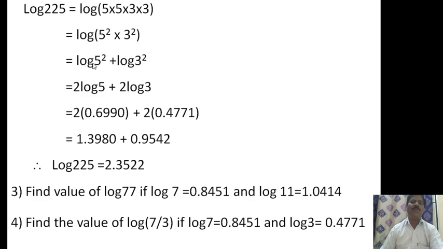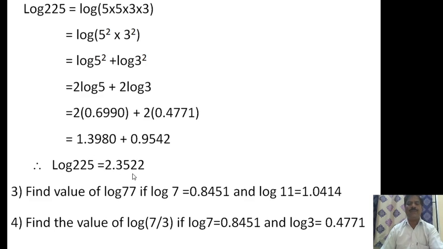Then you have to take log of 5 to the power of 2 plus log of 3 to the power of 2, by multiplication, addition. This is another formula. Then you get 2 log 5 plus 2 log 3. 2 log 5 is nothing but, you know the value, 0.6990, plus 2 log of 0.4771. Then you multiply and add, therefore you will get log 225 is equal to 2.3522.